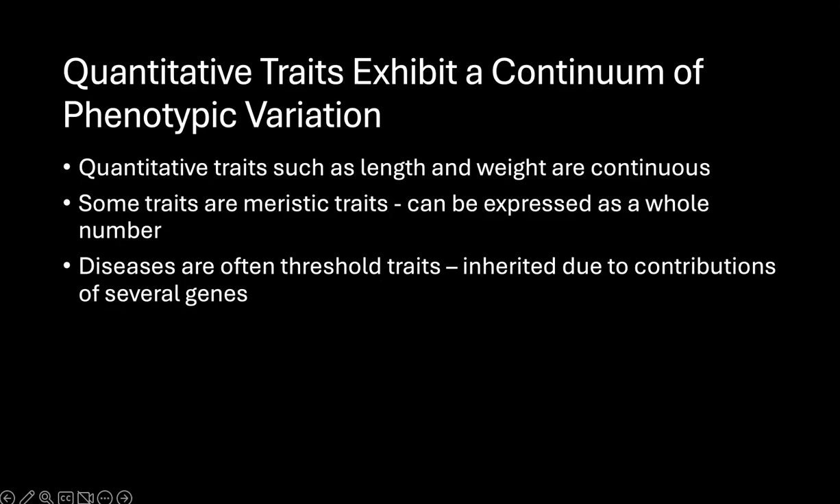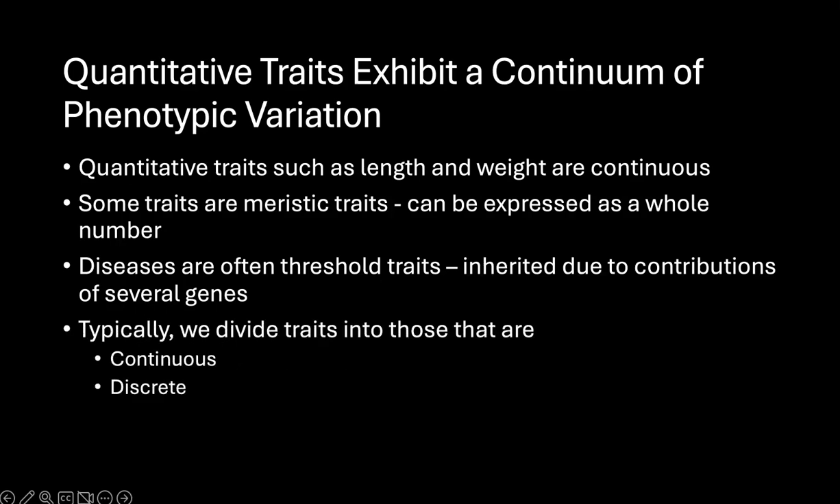Many diseases are thought to be threshold traits, which are inherited due to the contributions of several different genes. The presence and severity of the disease often is based on having at least a minimum number of specific alleles for the genes involved in the particular disease. Typically, we will divide quantitative traits simply into two categories, continuous and discrete.